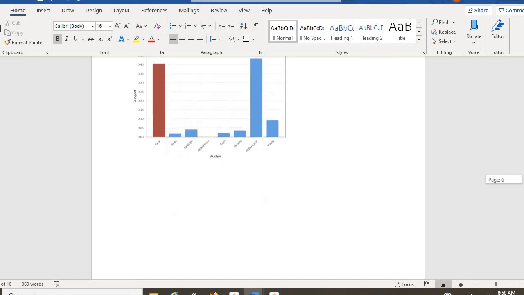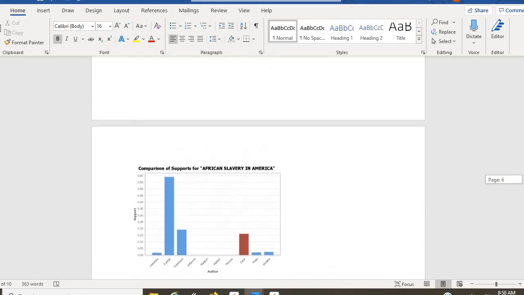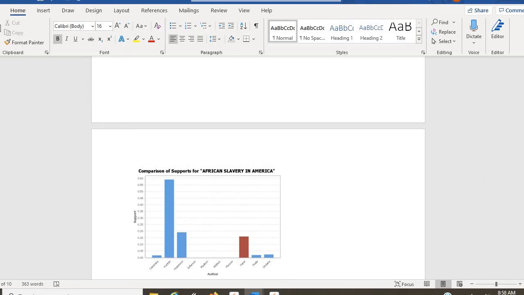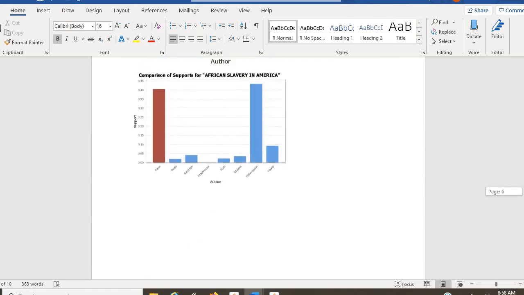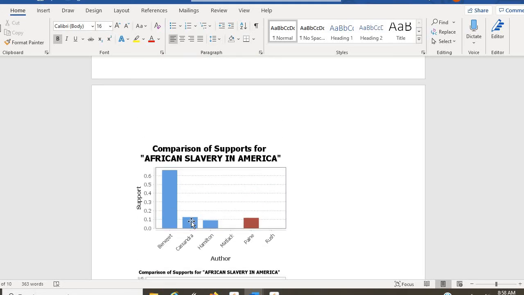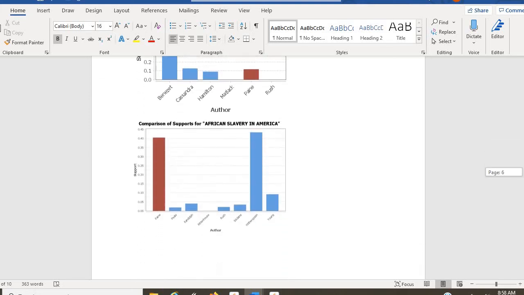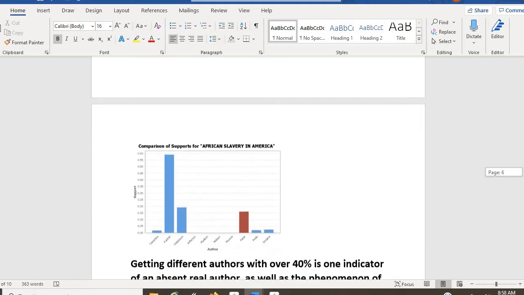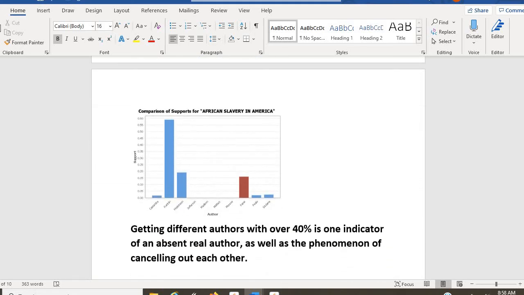My goodness. Oh, here's another test. Franklin now is in the game. Notice how Cassandra is dwarfed. Paine is dwarfed by Franklin. Benezet dwarfs Cassandra, where Cassandra won at one time. So we have a feature here that shows up when the author is not present. And it's simply this: getting different authors with well over 40% is an indicator of an absent real author.